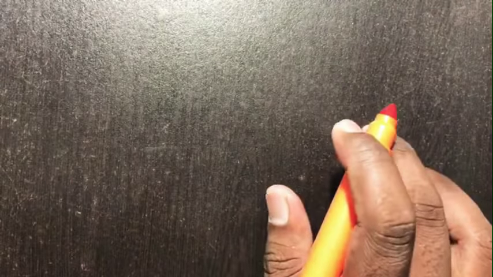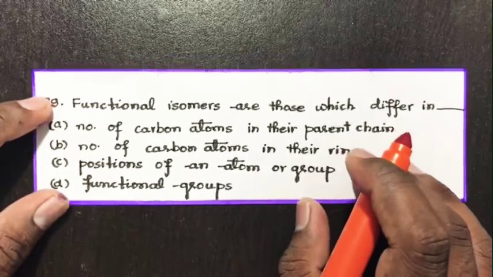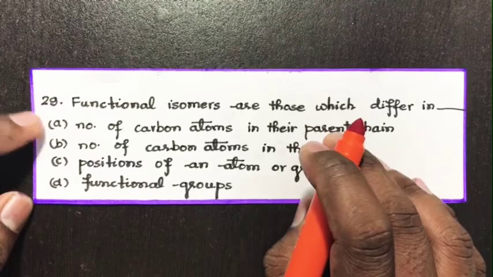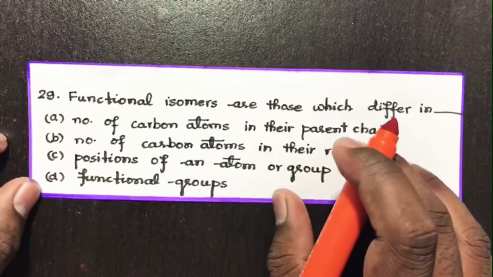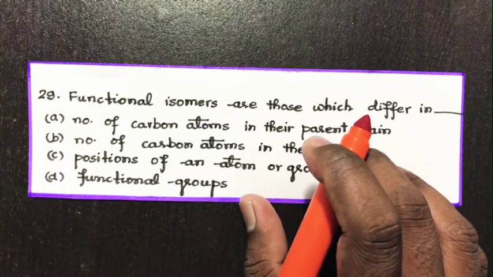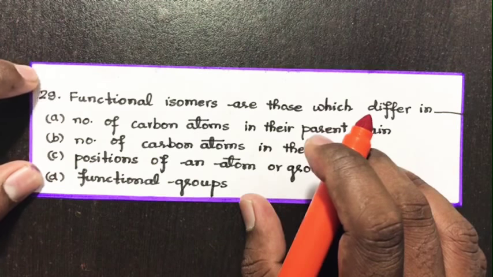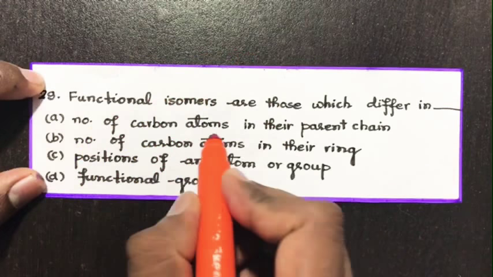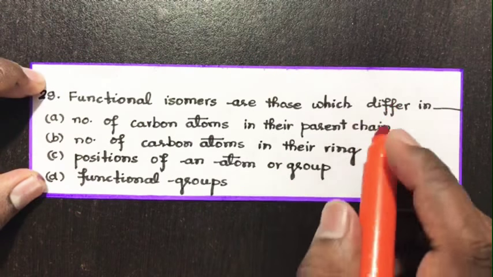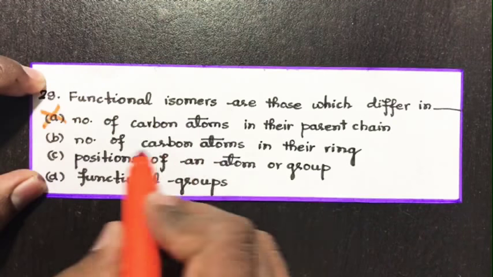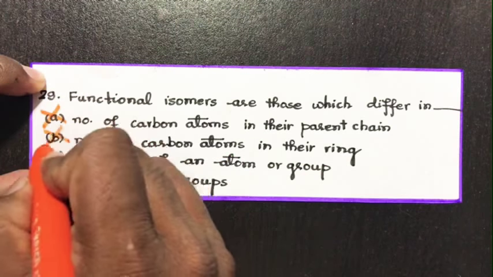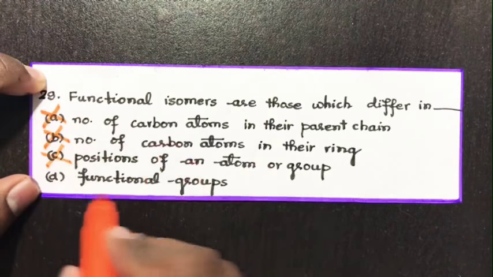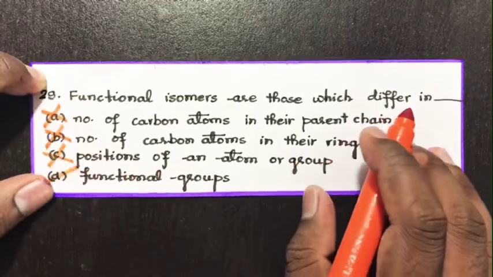Now coming to the next: functional isomers are those which differ in what? As we know the definition, functional isomers are isomers which differ in functional groups. So the first option is number of carbon atoms in their parent chain. No, this is incorrect. Number of carbon atoms in their ring, again this is incorrect. Position of an atom or group, no. Functional group, yes, they differ in functional group.